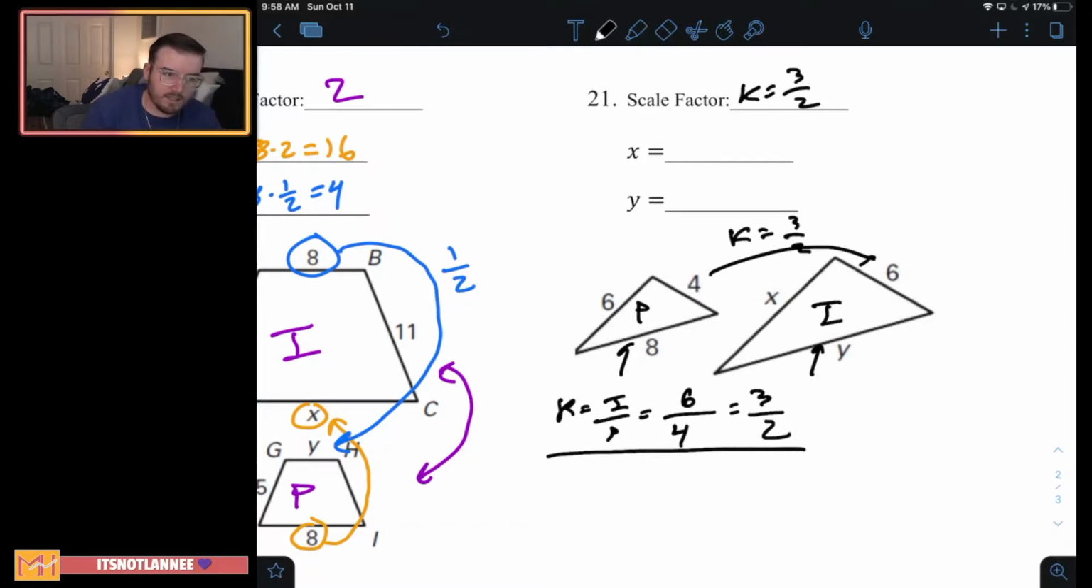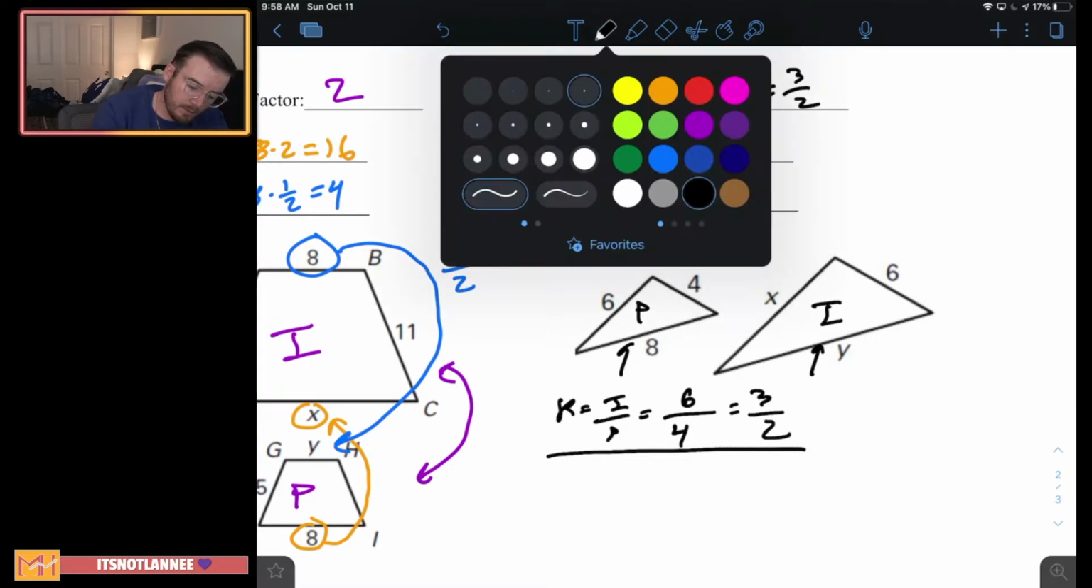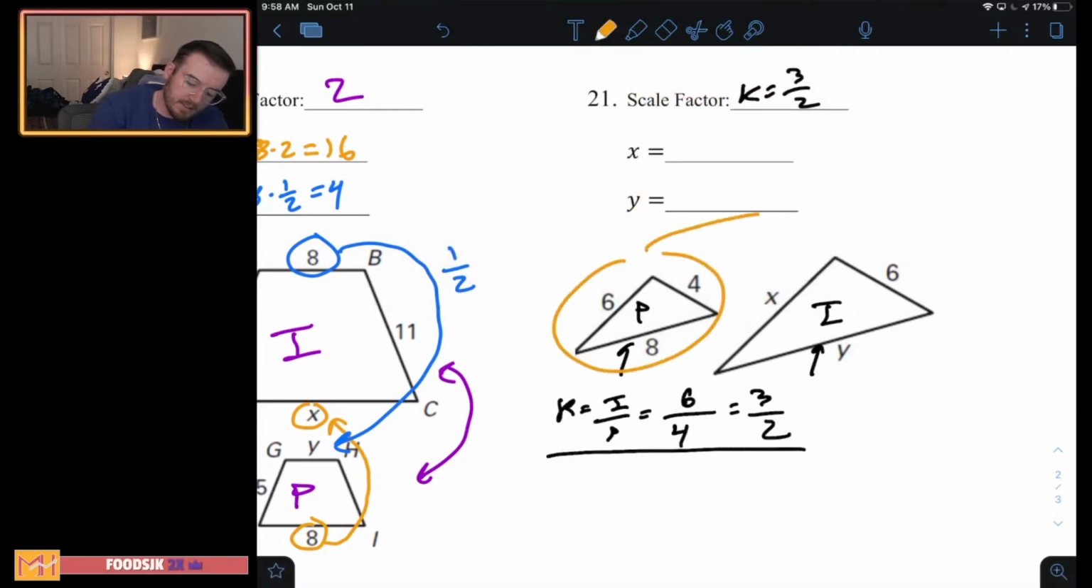That's why we use this. This is our friend. Image over pre-image. It gets 3/2 as big, 1.5 times as big. So now let's use it. Let me clean it up, but I want to rewrite that. If going from this to this, you're multiplying by 3/2 because it's getting 1.5 times as big, that's what we need to do to each of these numbers. Multiply by 3/2 and you get x. Multiply by 3/2 and you get y.